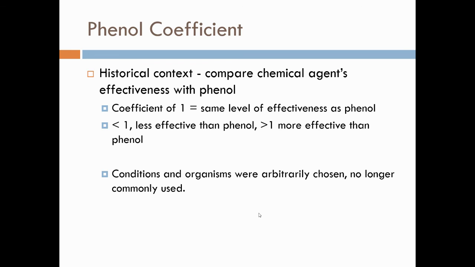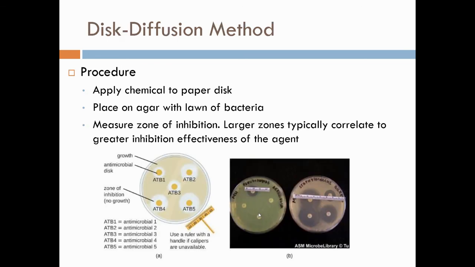So we don't use this a whole lot anymore, because at the time phenol was just sort of randomly chosen because that's what we had, that's what we used. Lister came up with phenol, or carbolic acid, as a way to clean. So that's what things were typically measured against. Now we have a whole bunch of other ways to compare different agents to one another.